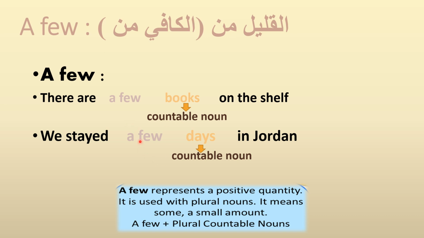So, a few with countable nouns. We use a few with countable nouns. دائما نستخدم a few مع الأسماء المعدودة فقط. So the form of this quantifier is a few plus plural countable nouns. Days, books, cards, things, and so on. And it means a small amount of something or some. القليل من أو بعض.